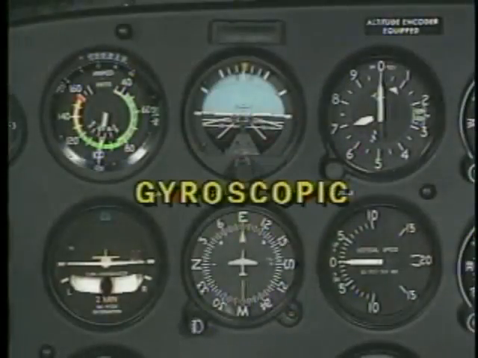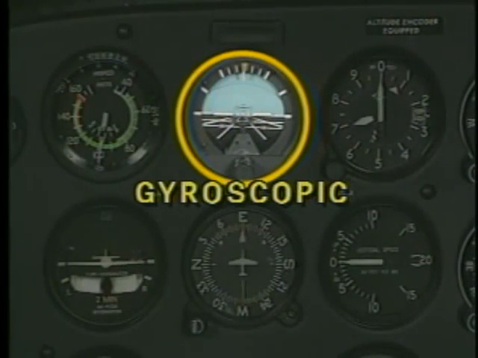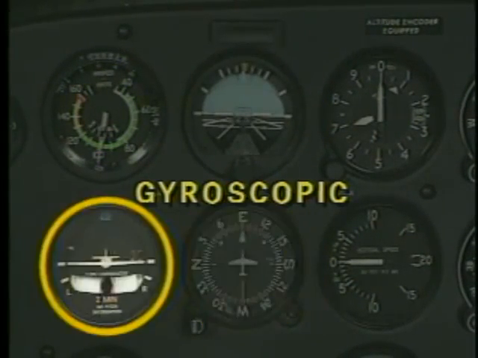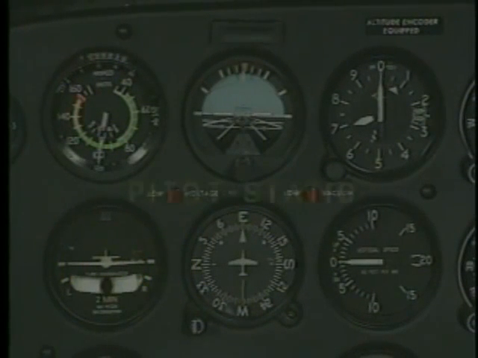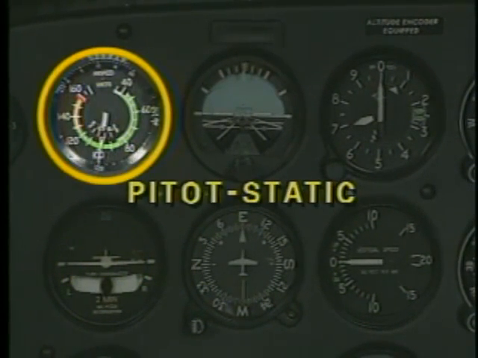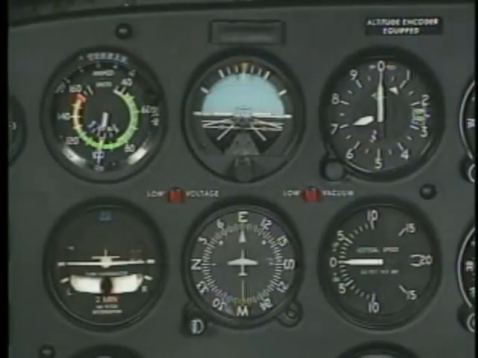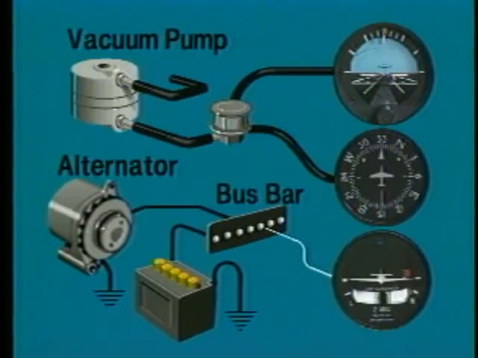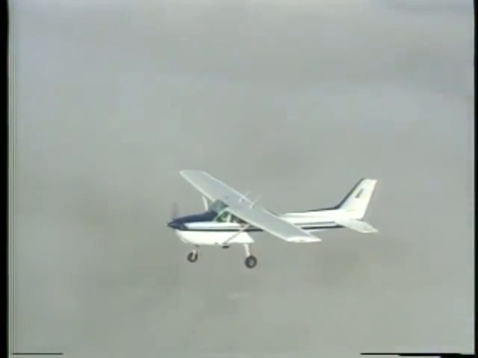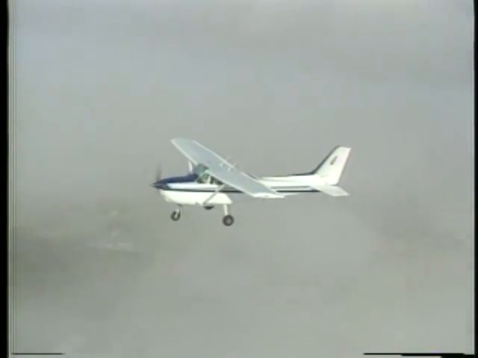The gyro instruments include the attitude indicator, heading indicator, and turn coordinator, while the pitot-static instruments are the airspeed indicator, the altimeter, and the vertical speed indicator. Let's look closely at the gyro instruments. On most small airplanes, the gyros in the attitude indicator and heading indicator are vacuum driven, while the turn coordinator is electrically powered. By having different power sources for the individual gyros, you'll have backup information if one system fails.